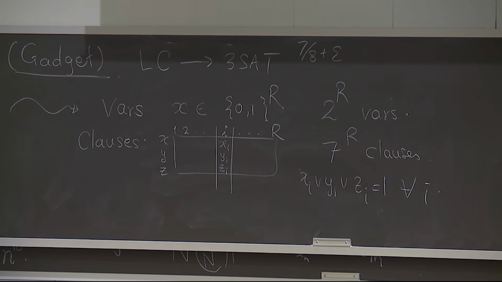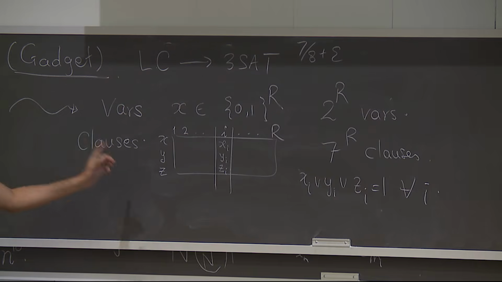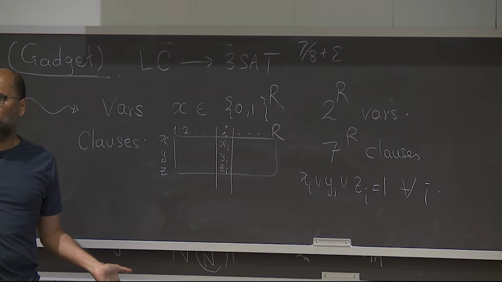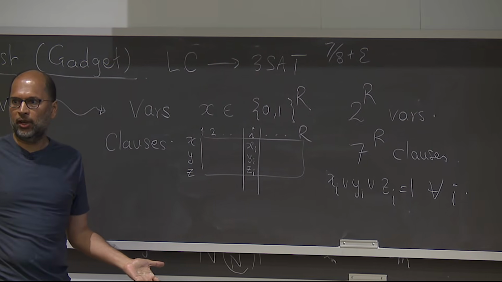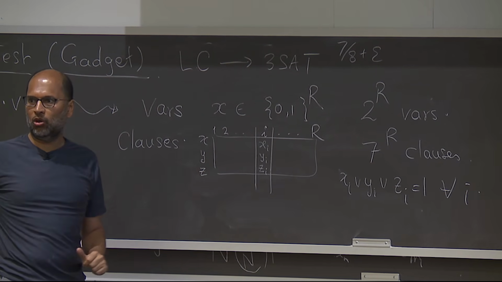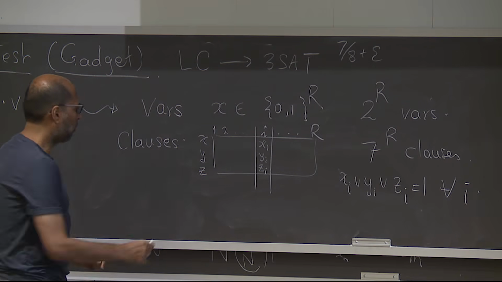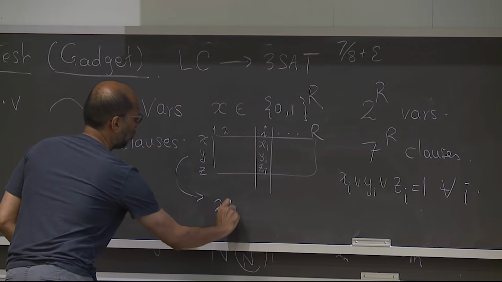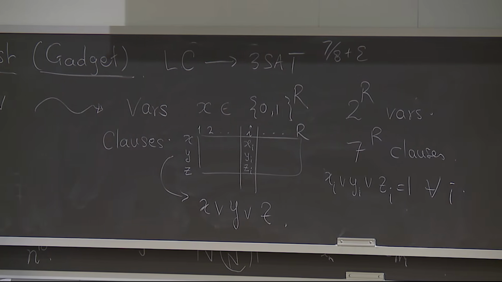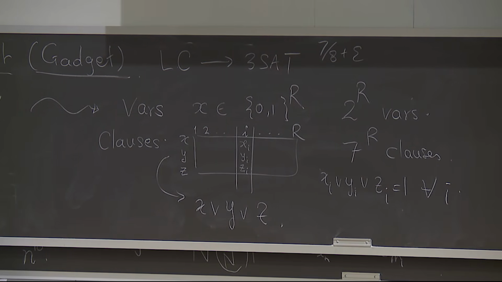Does that make sense? Right? So if you want to think of it as a matrix, it's a 3-by-R matrix where every column has 7 possibilities. So there are 7 to the R such matrices. And each such matrix defines a clause called XOR y or z. Right? So introduce the clause which is called XOR y or z. And that's it. That's the gadget. It's variables and clauses. Right?